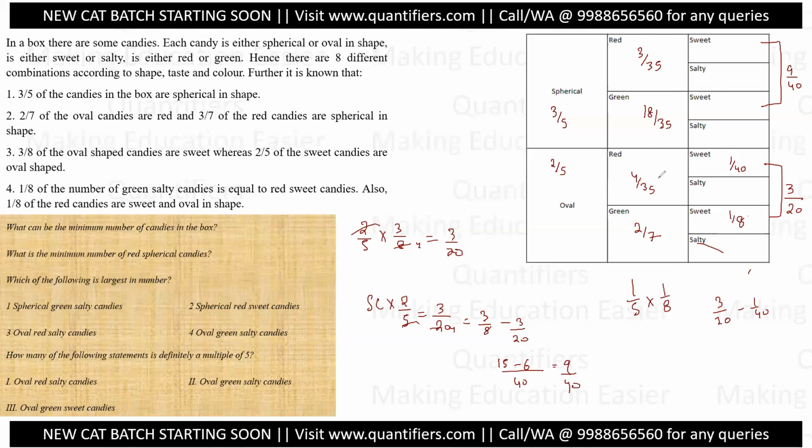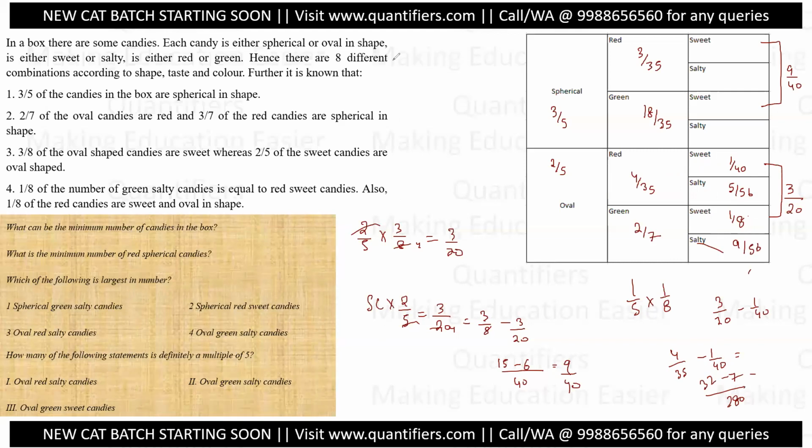Now this part, see, total was 4 by 35. This was 1 by 40. So this remaining would be what? 4 by 35 minus 1 by 40 would be 13 minus 40. It seems 280. 35 8 for the 32, 47. 25 by 280. That is 5 by 56. That is 5 by 56. All right. Similarly, 2 by 7 minus 1 by 8. That is 9 by 56.